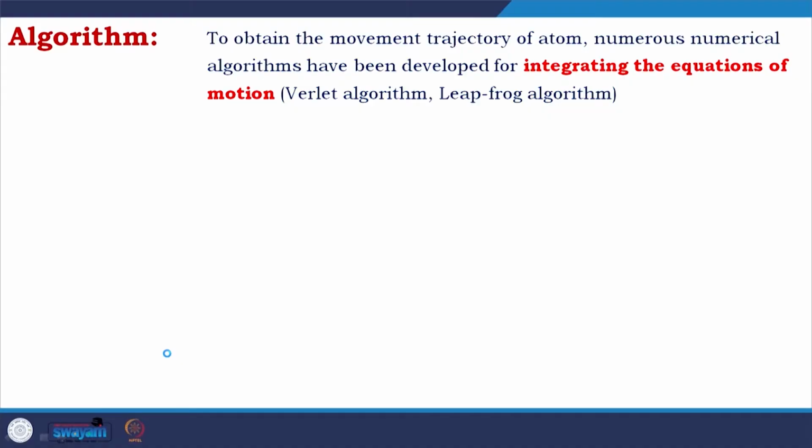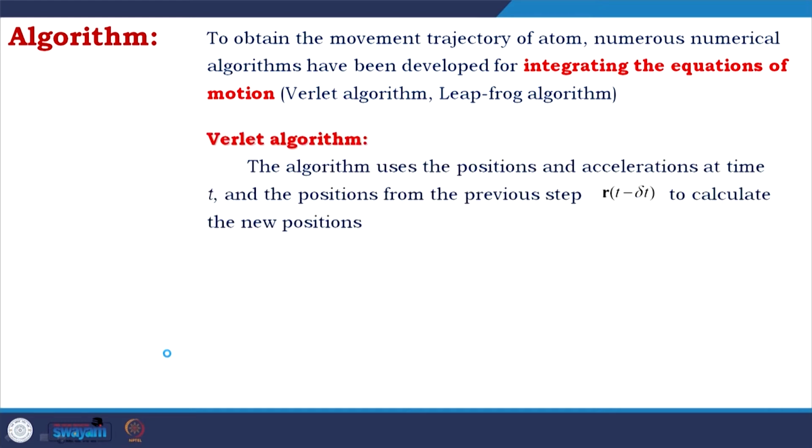To obtain the trajectory of an atom, numerous numerical algorithms have been developed for integrating the equations of motion. There is the Verlet algorithm, which is fundamental and the first algorithm in this field, Verlet velocity, leapfrog, there are many algorithms. As it is an introductory course, I will just give an example of the Verlet algorithm. The algorithm uses the positions and accelerations at time t and the position from the previous step, r(t - Δt), to calculate the new positions.